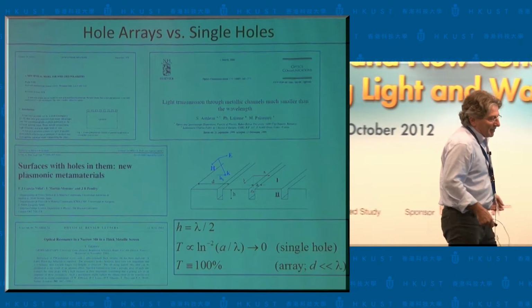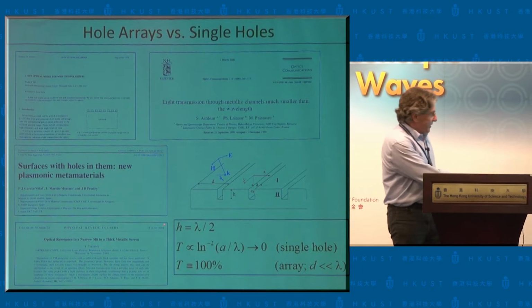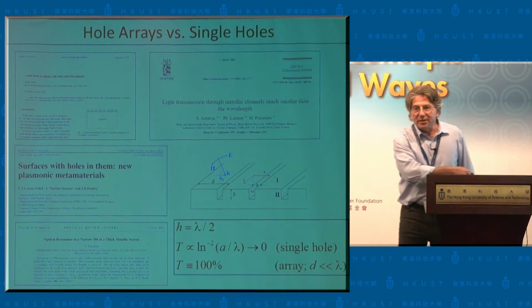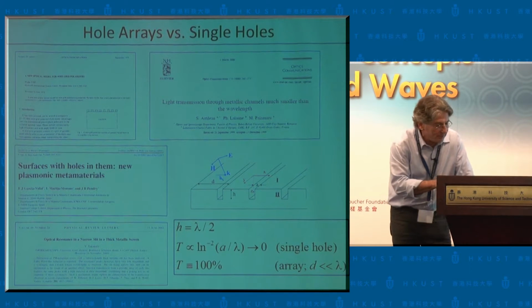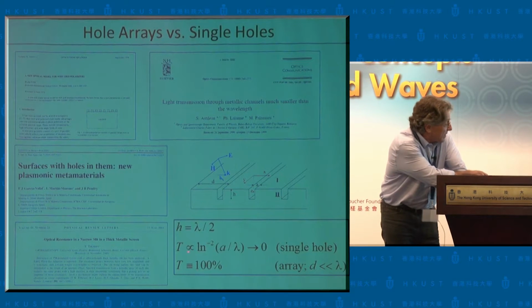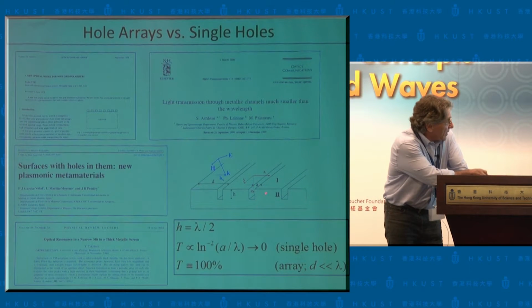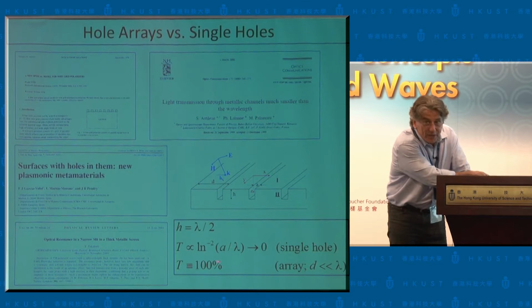And I will tell you a little more about the single slit problem. So here is the result. This is an analytical result. When a, which is the slit width, goes to 0, the transmission through a single slit goes to 0, whereas the array is 100%.